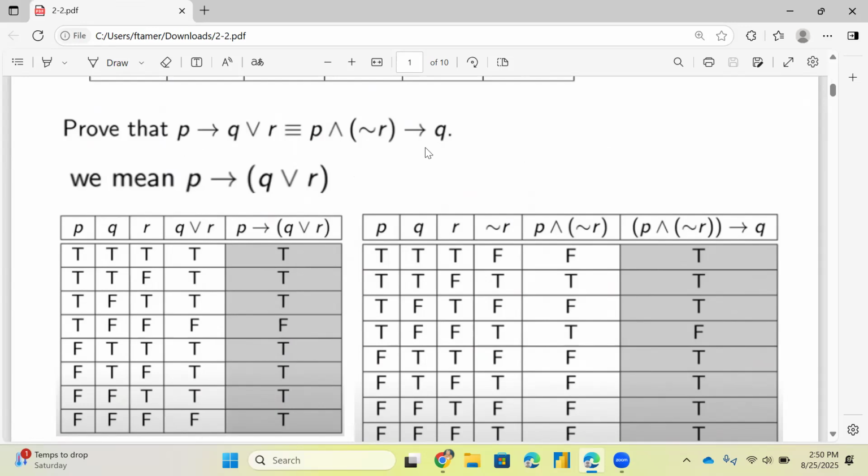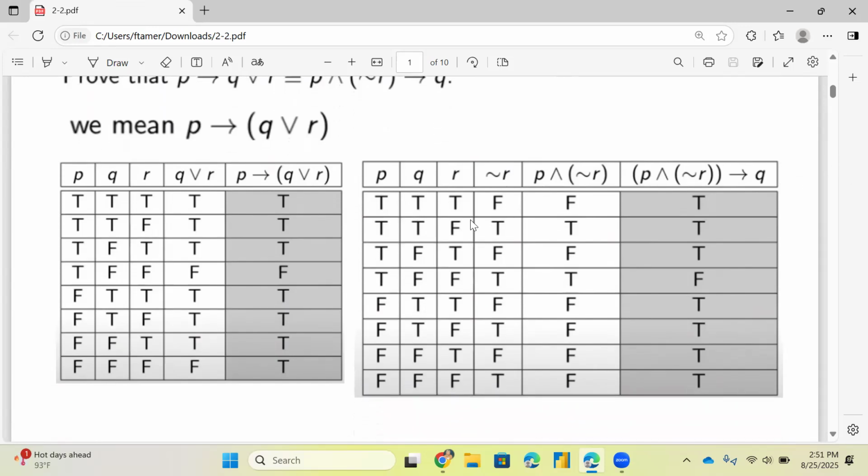Here is the right side of the problem. The right side of the problem is if P and not R, then Q. Again, we have the P, Q, R, and we need the not R, and we need the P and not R, which is going to produce the hypothesis. And this is the conclusion, and we're going to come up with the truth table. So here is the R. So these are not R.